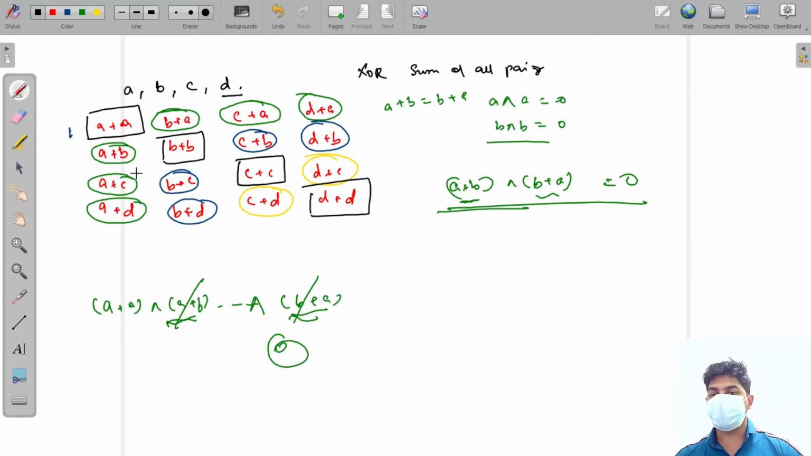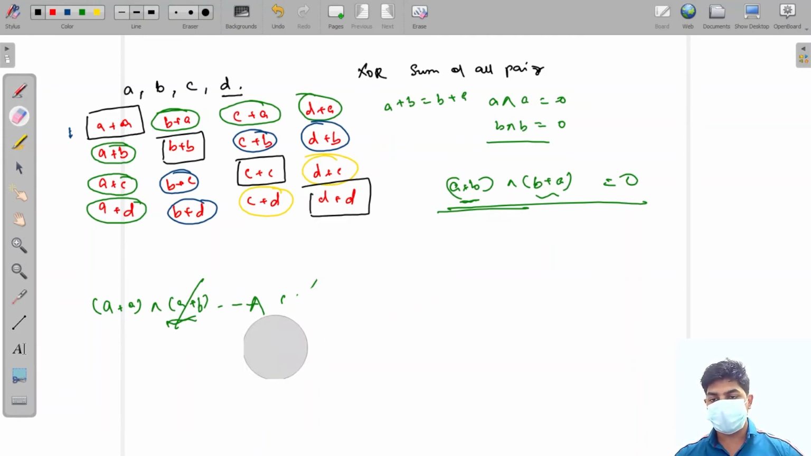Rest all pairs are what? Present in pairs, means rest all elements are present in pairs, so they will cancel out each other. Their XOR will cancel out each other. So even if we do not calculate these pairs, our answer will not be affected. Why? Because they will be cancelling out each other and their XOR will be 0 only. So even if we do not calculate them, our answer will not get affected.